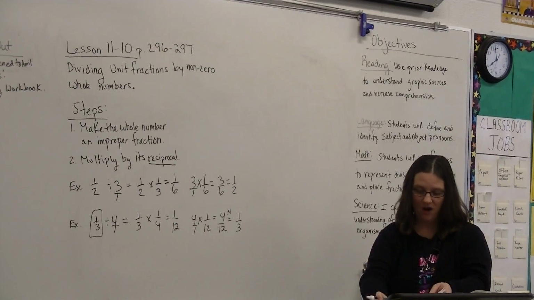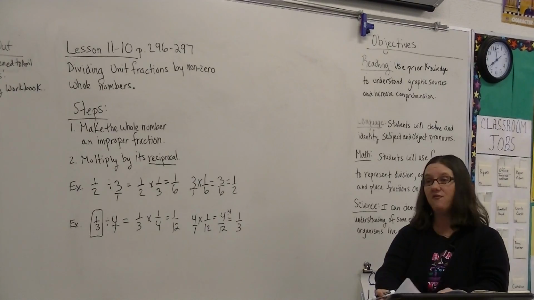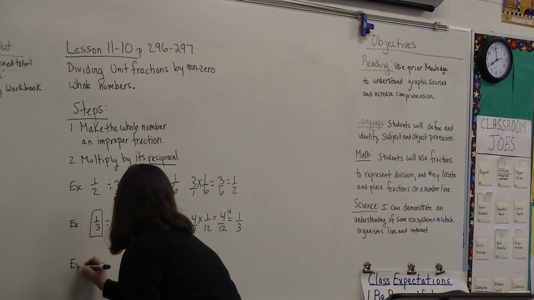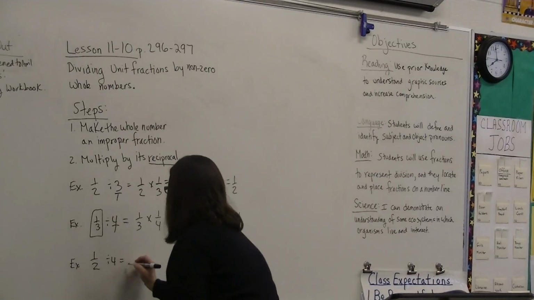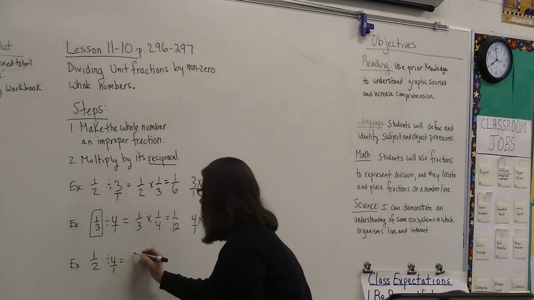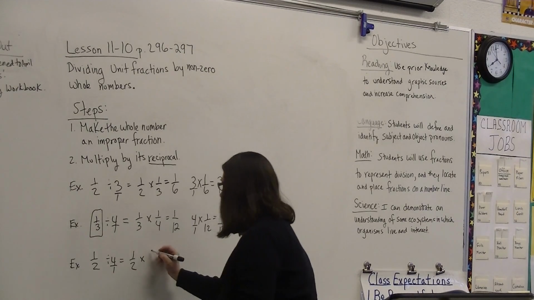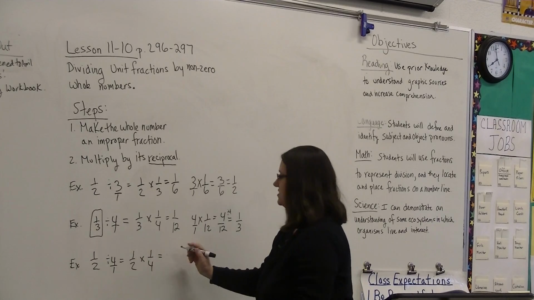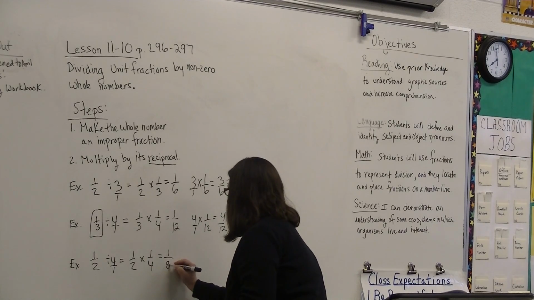Let's do one more. Let's say we had half of a piece of pie left, and we had 4 people that wanted to share that. So put down 1/2 divided by 4 people. Okay, again, 4 becomes 4 over 1, and we have 1/2 times the reciprocal of 4 over 1 is 1/4. And then we multiply regularly. 1 times 1 is 1, and 2 times 4 is 8.